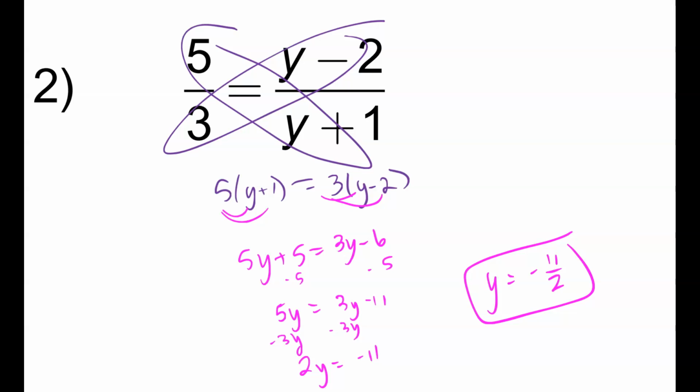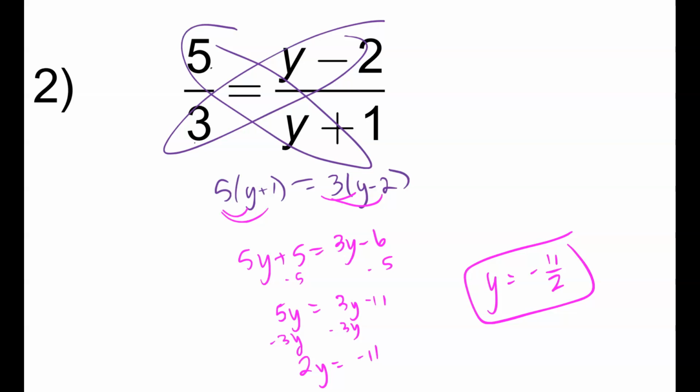Awesome. I know some of you get a little anxious when we have a fraction, but let's go through and this is what we do. Let's make sure we distribute properly. I have 5 times (y plus 1). Good, I wrote that correctly. 3 times (y minus 2). I wrote that correctly too. I'm just making sure I copied the problem down properly. So 5y plus 5, 3y minus 6.